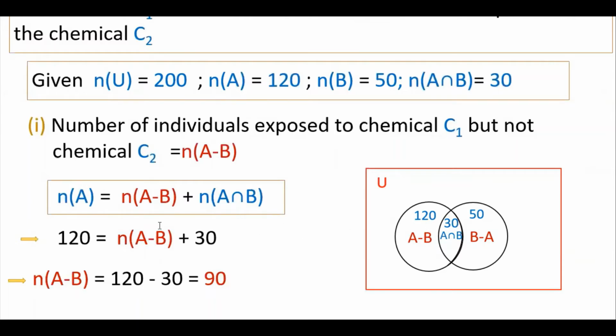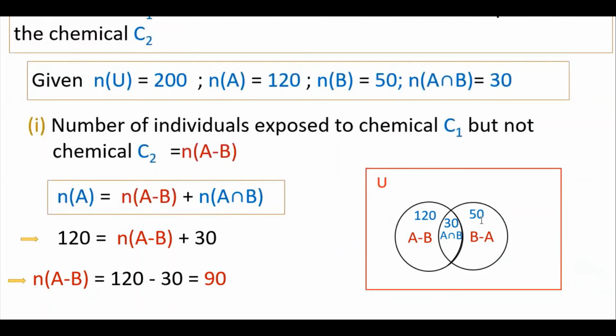And if you want to calculate by using the formula, you have to find N of A, which is equal to N of A minus B plus N of A intersection B. So write it here and substitute the values. Then you can find N of A minus B is equal to 120 minus 30. If you subtract 30 from 120, you will get 90. 90 means only this part, A minus B.